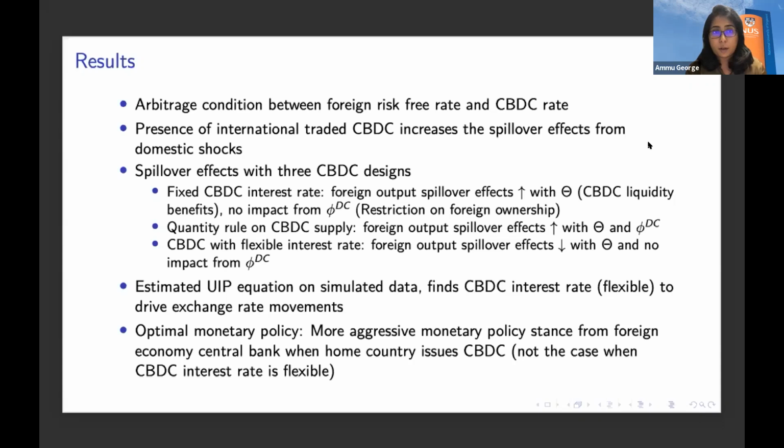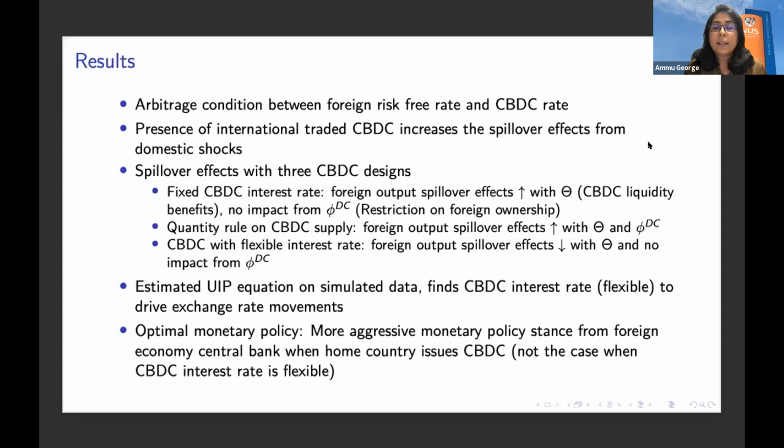And they find that the presence of internationally traded CBDC increases the spillover effects from domestic shocks to the foreign economy. And they consider both the context of a domestic productivity shock and a domestic monetary policy shock. And they also make comparisons on the spillover effects between three types of CBDC designs, one with a fixed CBDC interest rate, next where the CBDC quantity follows a rule, like it's proportional to the amount of output, and the price of the CBDC is allowed to adjust in the market.